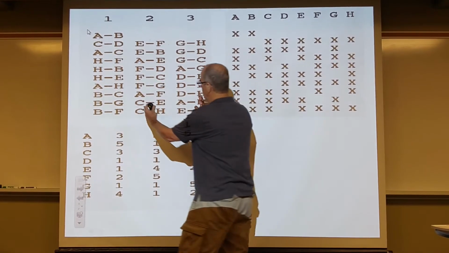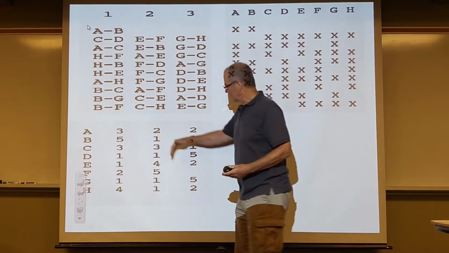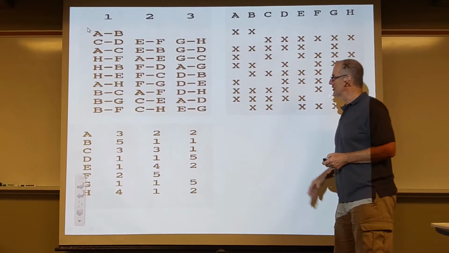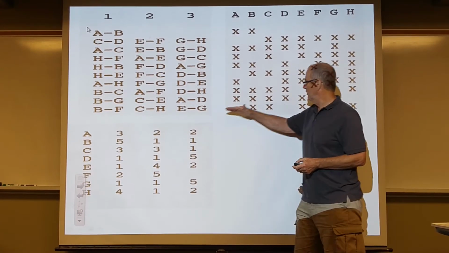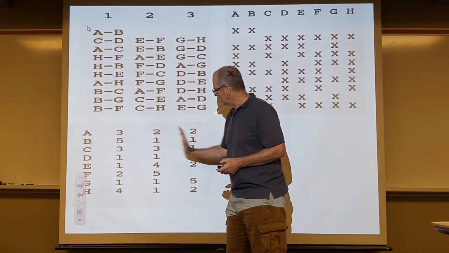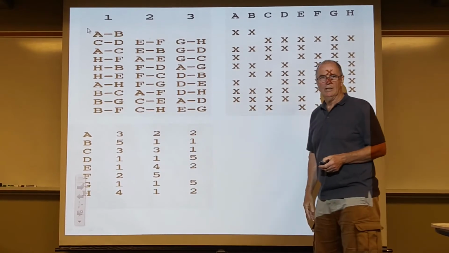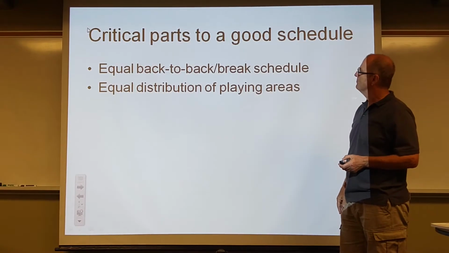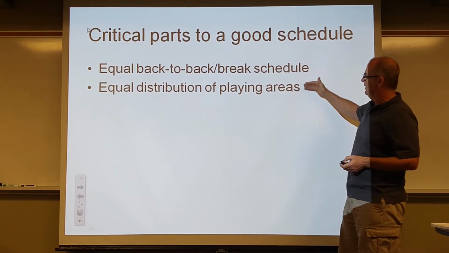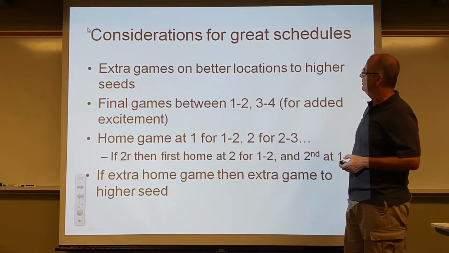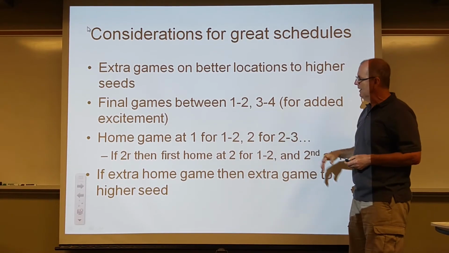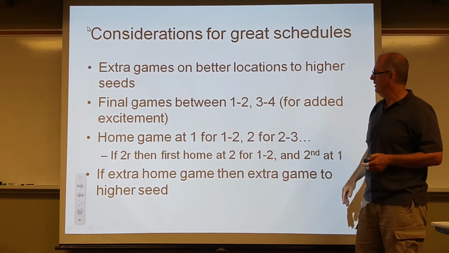So now we need to take some of these games and rearrange them so that it's more equitable than it currently is. So it's not simply a matter of having everybody play, but we need to then rearrange to get back-to-backs in order and to also get it somewhat more equitable in terms of facilities. So equal back-to-back is important. Equal distribution of playing areas is important as well. So consideration for grade schedules. We'll take a look through all of these in a moment.